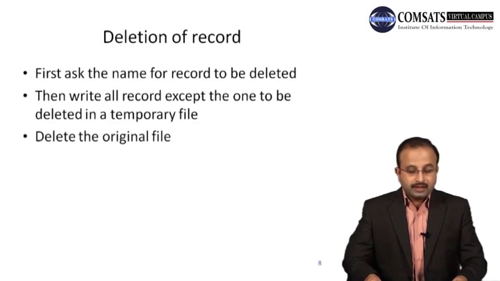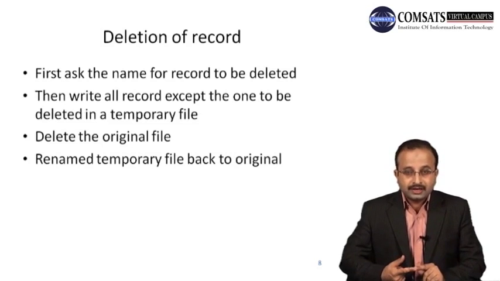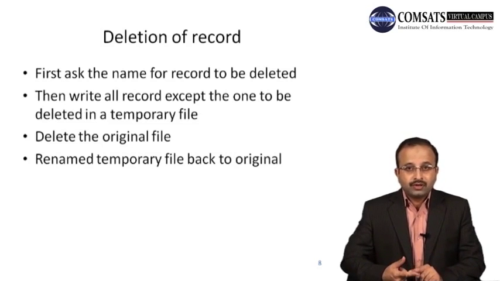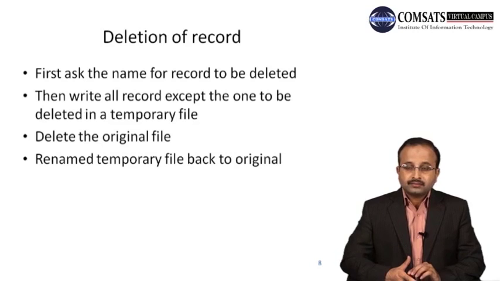And then delete the original file and rename the temporary file back to the original file. First you have to make sure that the file pointer is at the beginning of the file. Then you ask the user to input the name of the record to be deleted. Then you start reading the record from the original file, and you create a temporary file, and copy the record in the temporary file if the name of the record is not the same as input by the user.